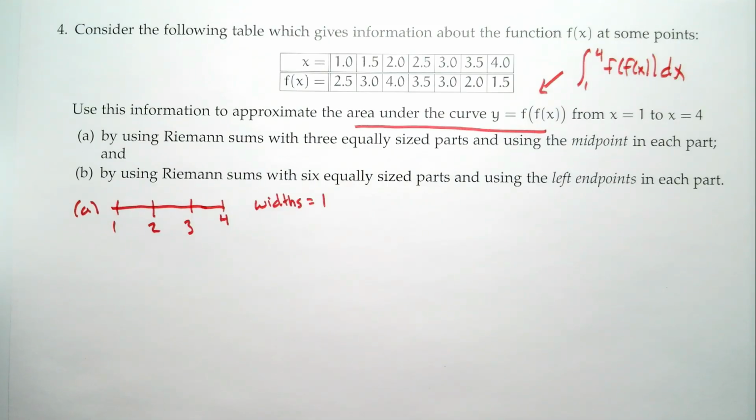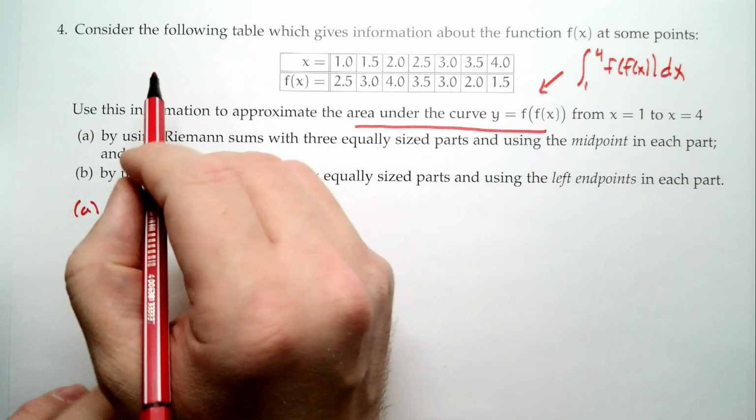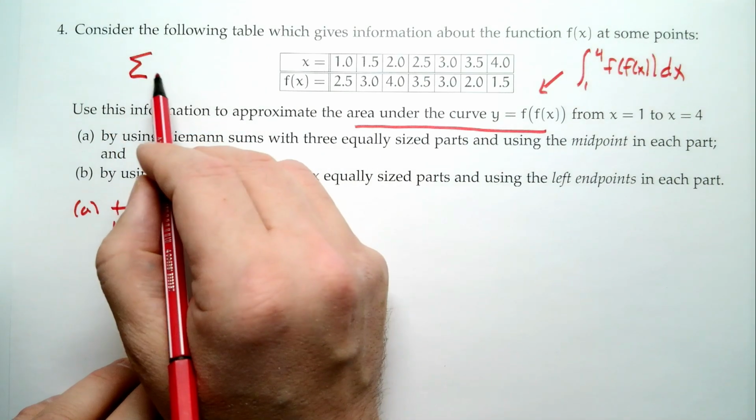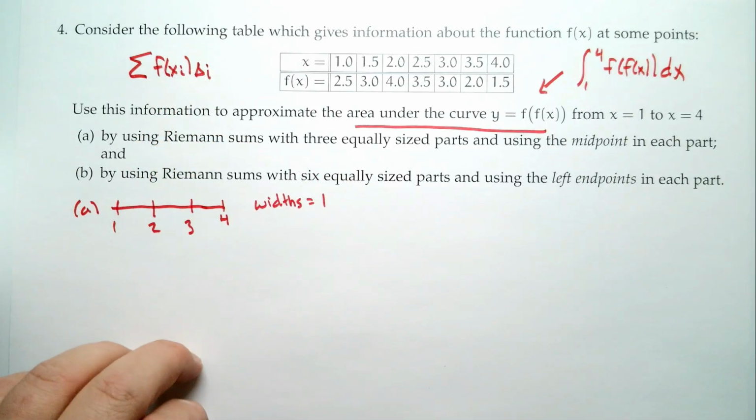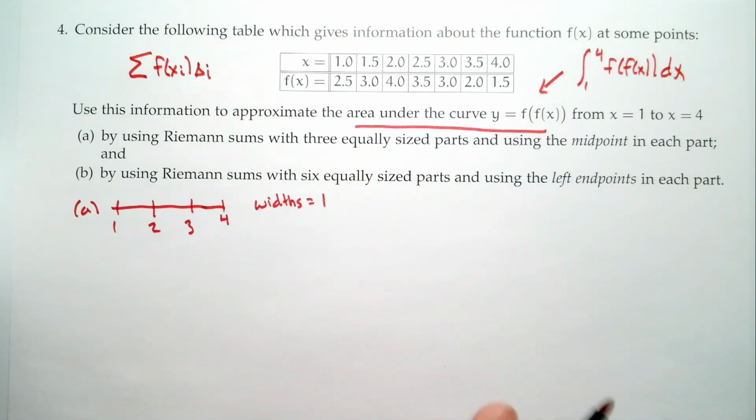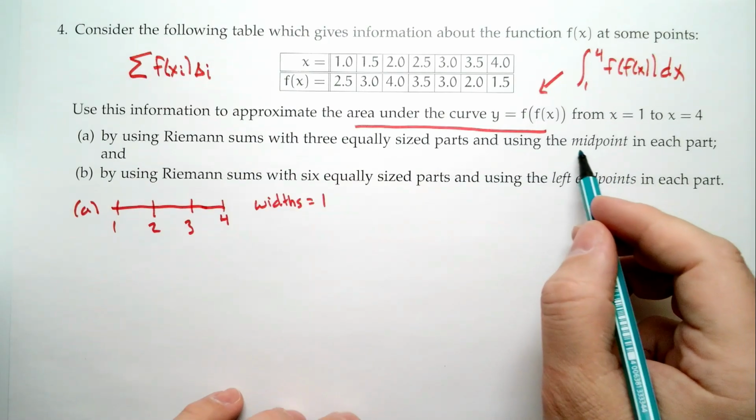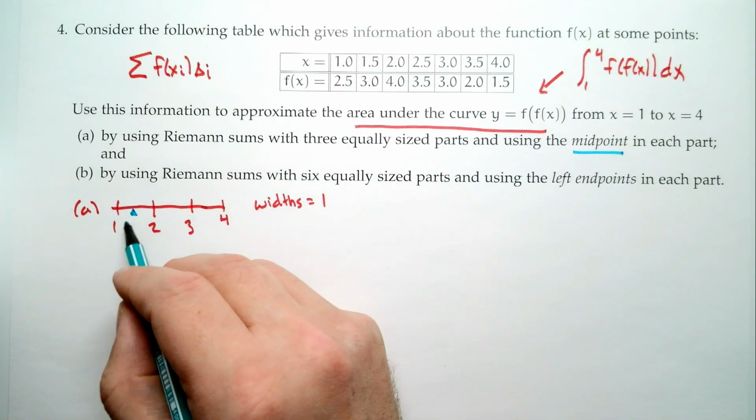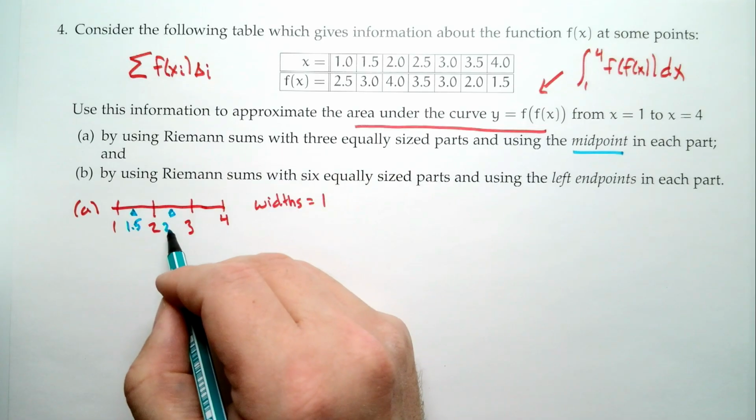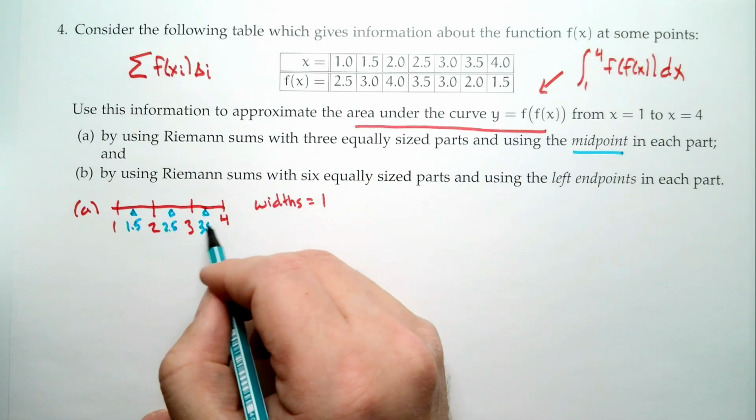Now, that's important because, remember, what's the Riemann sum? A Riemann sum has the form of a sum of f of x_i times delta x_i. So the function at some point is like a height, and delta x_i is a width. So we need to know the width. The widths are all 1. And now we have to identify which point for each interval. In this case, we're told the midpoint. So where are the midpoints? Well, they're at 1.5, 2.5, and 3.5. Those are the midpoints.